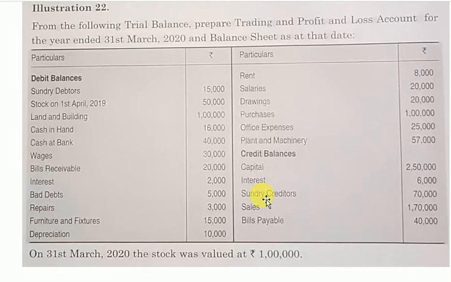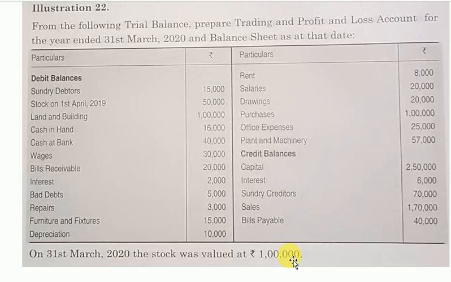Now comes the next item, sundry creditors, and it will transfer to the liability side of the balance sheet. Sales, as you know very well, is a type of income, and it will transfer to the credit side of the trading account. And now proceed towards the next item, bills payable. Bills payable is a liability, and it will transfer to the liability side of the balance sheet. Now here comes the adjustment: on 31st March 2020 the stock was valued at rupees 1 lakh.